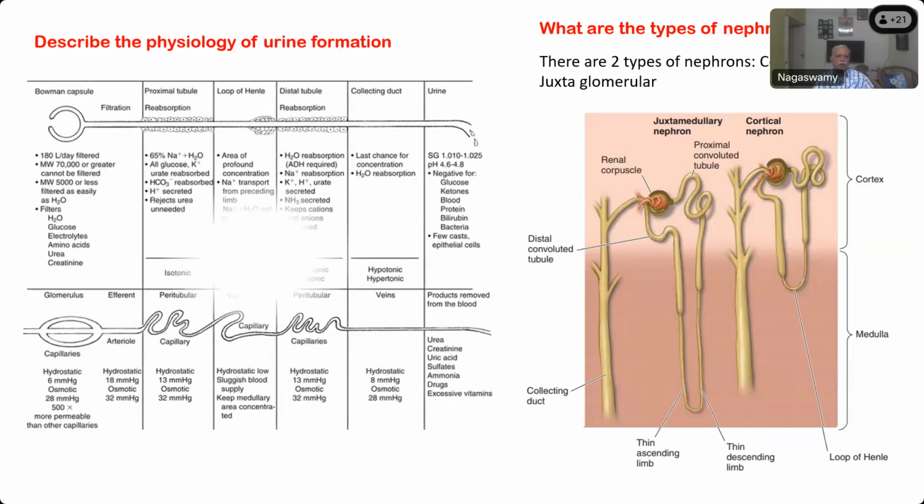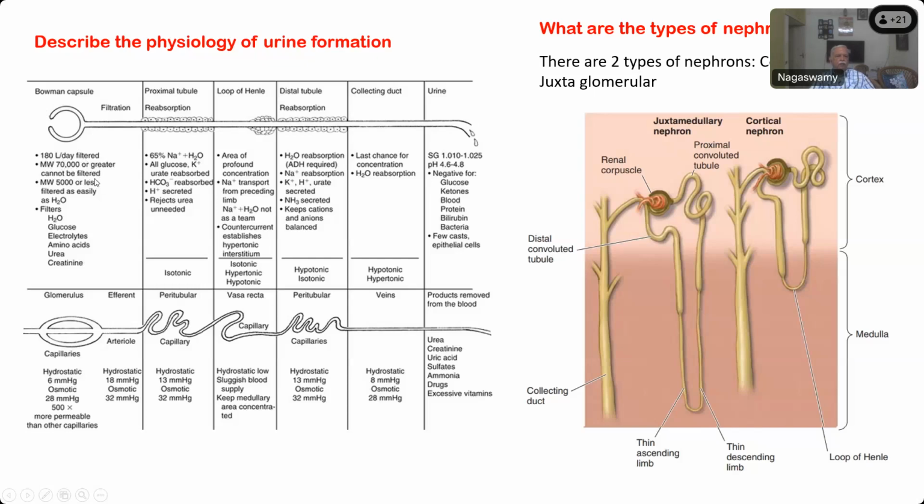So this picture will tell you all these things: how the filtration is taking place, proximal tubular reabsorption, loop of Henle, distal reabsorption, collecting ducts, and urine formation. Very simple diagram so that you can easily draw it in the exam. At the Bowman's capsule level, 180 liters of fluid is filtered.